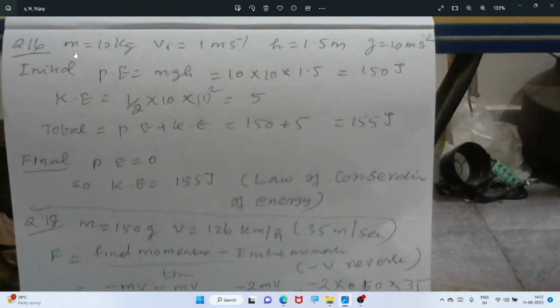So this is the given mass, 10 kg, velocity, height, gravity, initial potential energy mgh. Kinetic energy is half mv square. Initially, the total mechanical energy is potential plus kinetic. Final potential energy will be 0. So the kinetic energy will be the mechanical energy because of conservation of energy. Final potential energy will be 0.